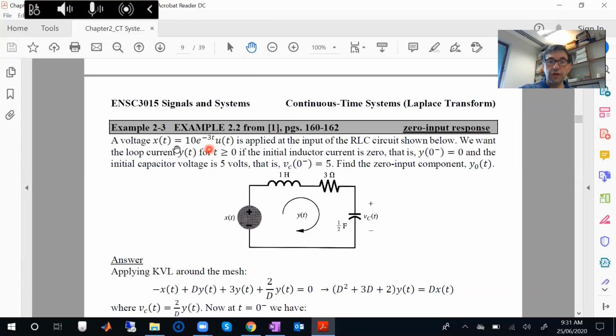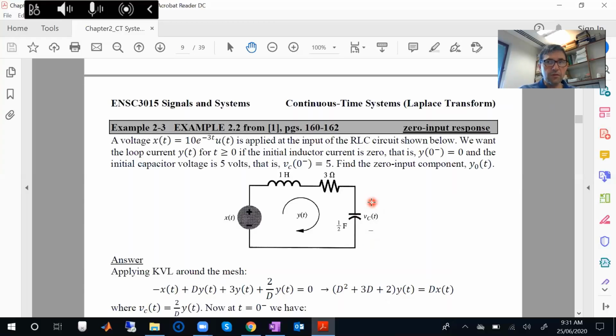We want to work out the loop current. That is our output, y(t). We have initial conditions on the actual elements. So the initial current through the inductor is 0. Since the current through the inductor is the same as the output current through the loop, we can say that. And you notice we're using 0 minus. It's before the input is applied. The initial capacitor voltage is 5. That is also before the input is applied. There we use the value Vc because it's the capacitor voltage.